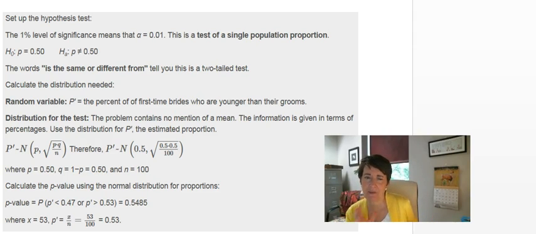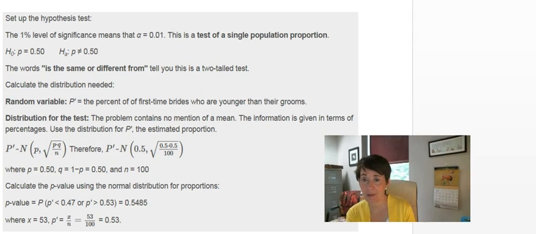But that's because of the words is the same or is different. I'm trying to prove, so my null hypothesis will have an equal sign, and the alternate hypothesis will have the not equal sign. I don't care if it's bigger or littler. I'm just looking to see that it's not the same. So that's how I set up the hypothesis. The random variable p prime is the percent of first-time brides who are younger than their grooms. And so we're going to perform this distribution for the test.